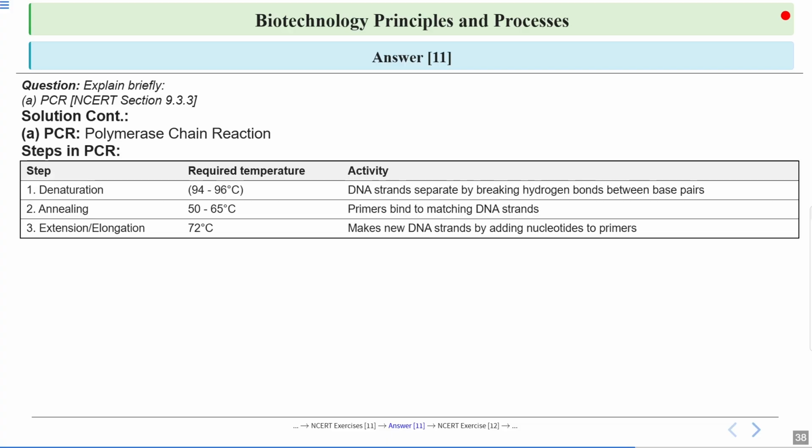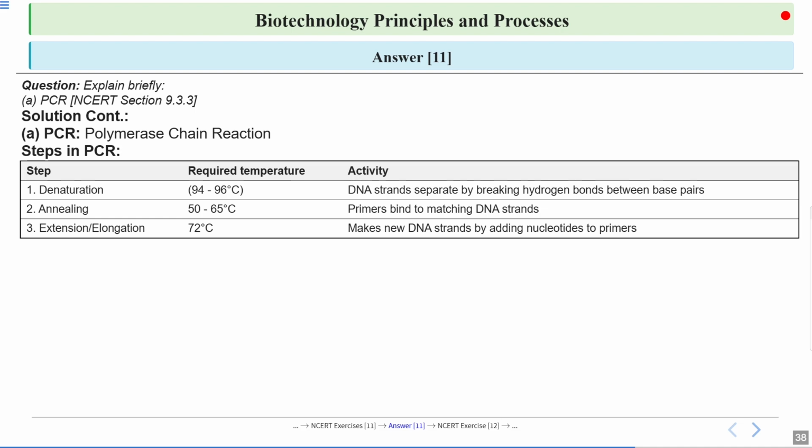So steps in PCR, you can see the first step is the denaturation that is done at 94 to 96 degrees centigrade. At this temperature, the DNA fragment gets separated. The DNA strands separate by breaking the hydrogen bond between the base pairs. The two strands are connected with the help of hydrogen bonds. So at this temperature, these hydrogen bonds get easily broken and the DNA strand gets separated.